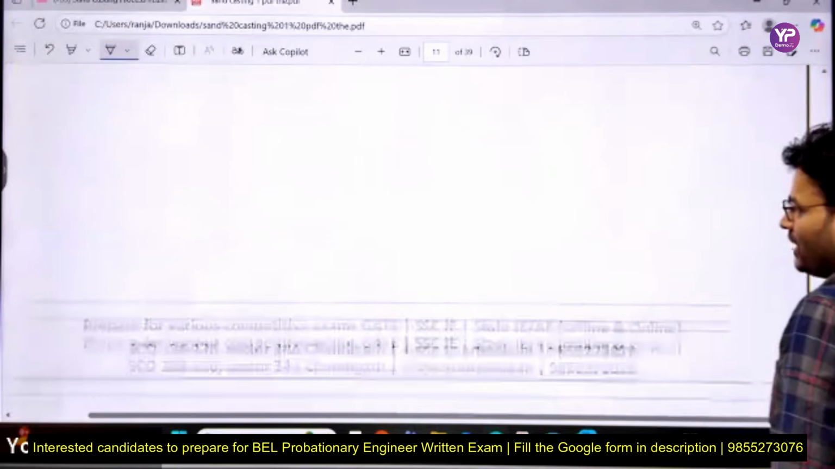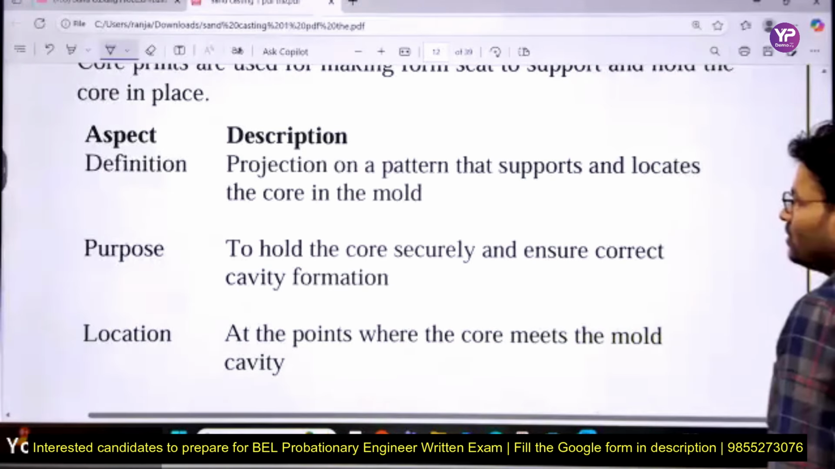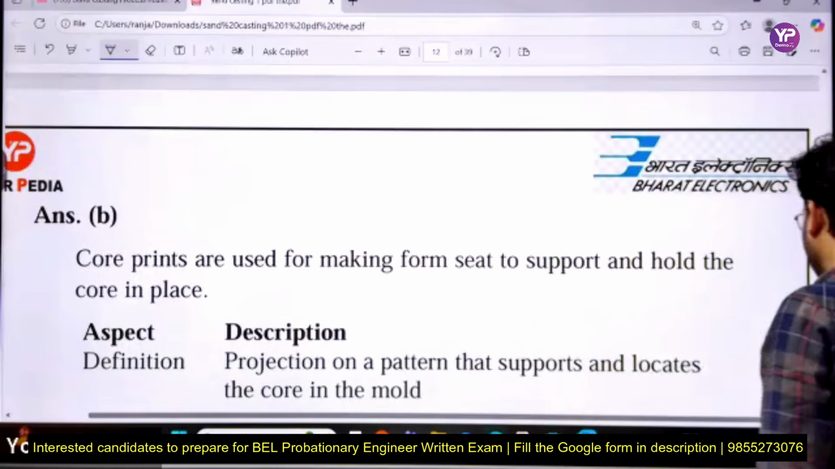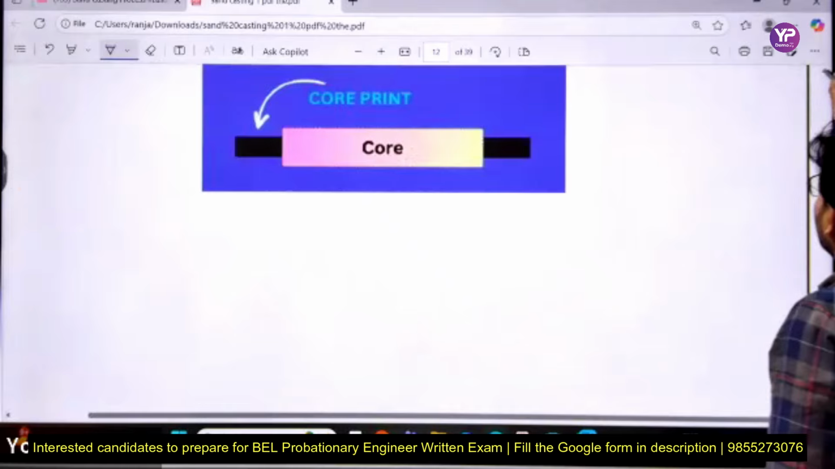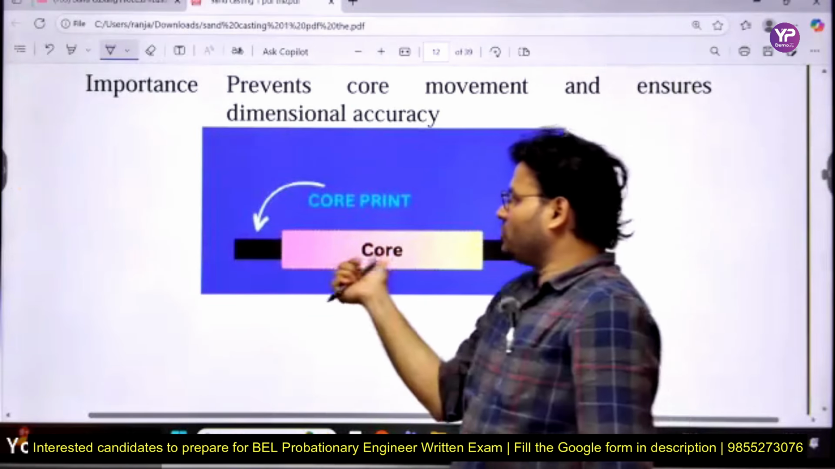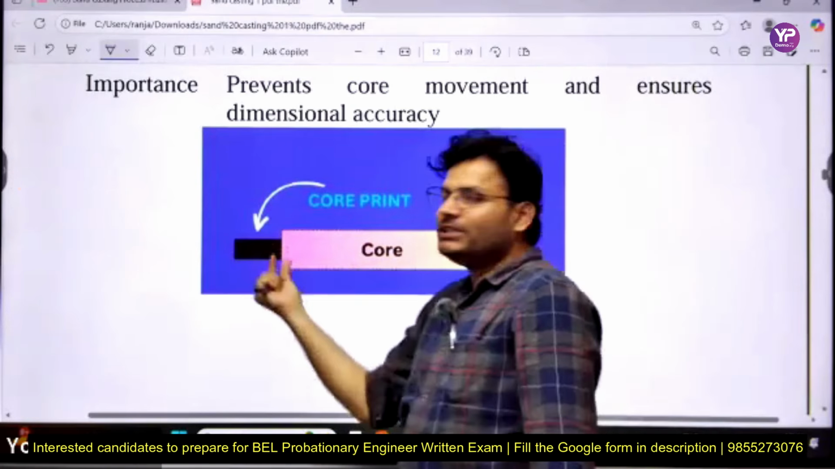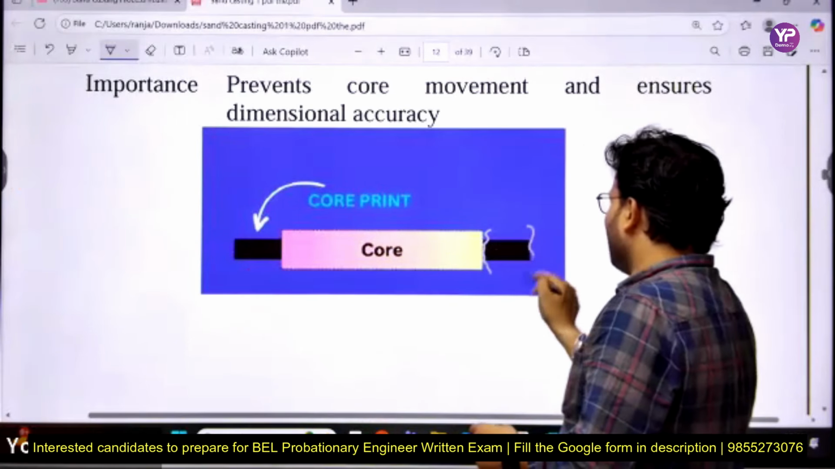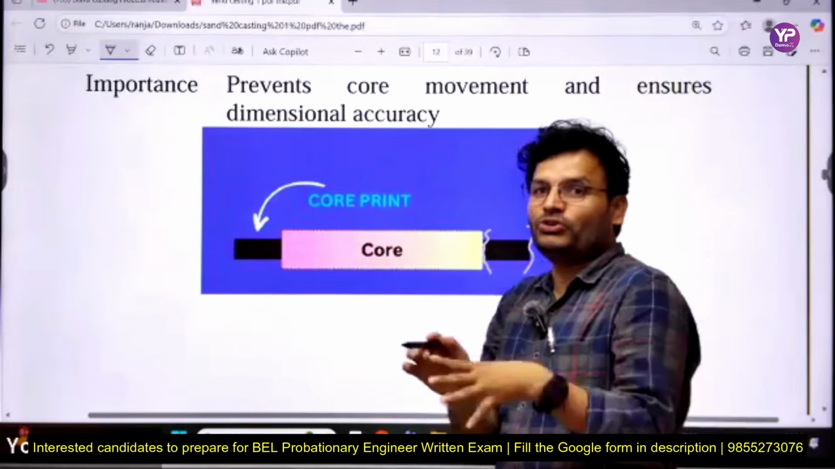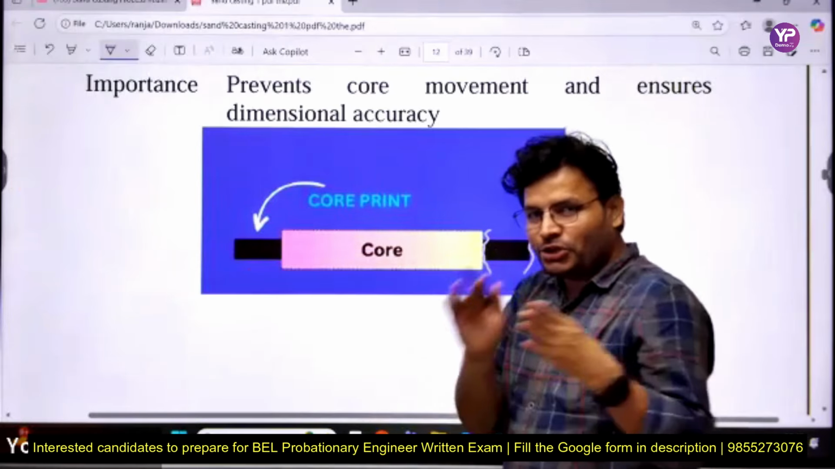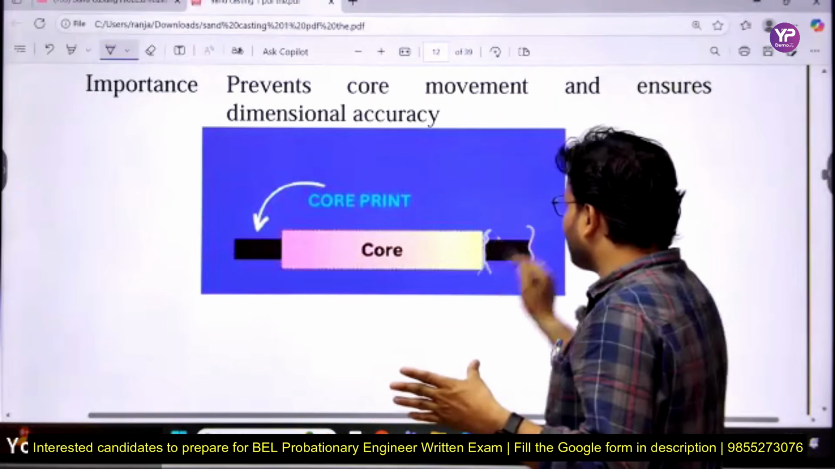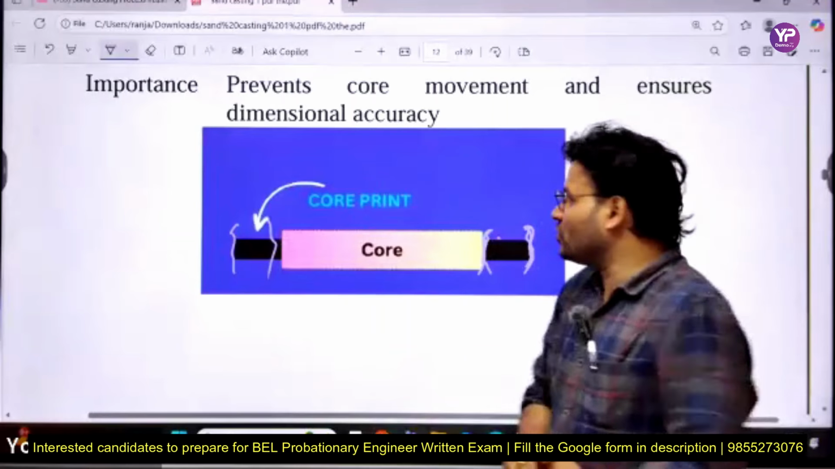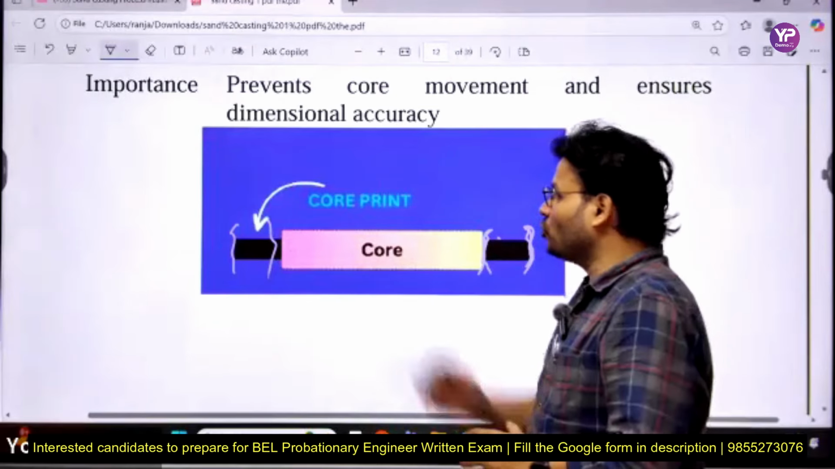See my dear friends, I have one diagram. Where is the diagram? They haven't given it. Core print used for making the... okay, but I have one diagram. See, there is a core, this is the core. So the core print is basically a type of projection, and in this you are going to fit the core. You cannot fit the core anywhere. So the place where you need to fit the core, there will be a type of impression over the pattern, and this is called what? Your core print.